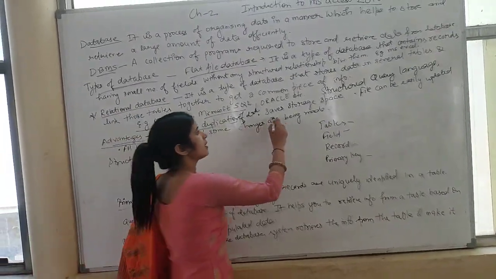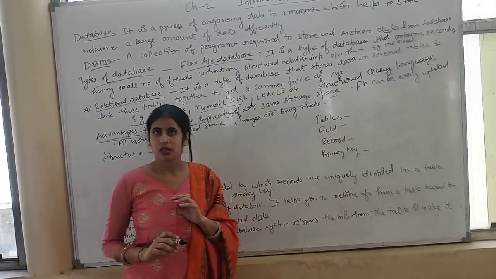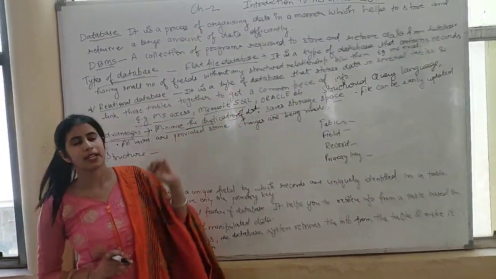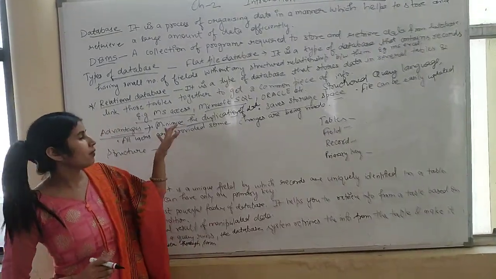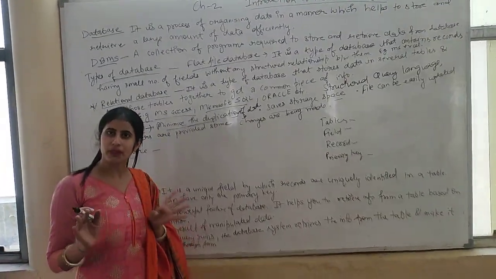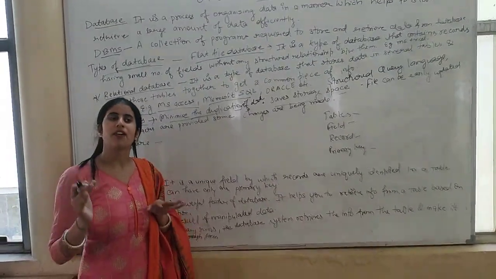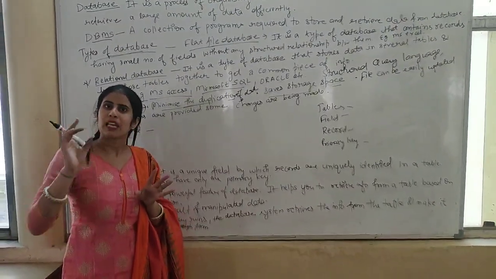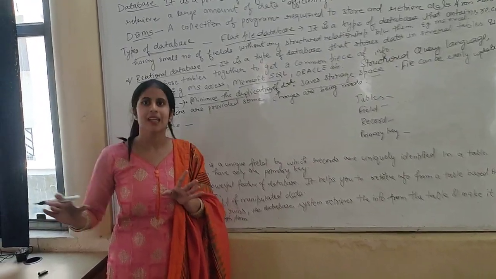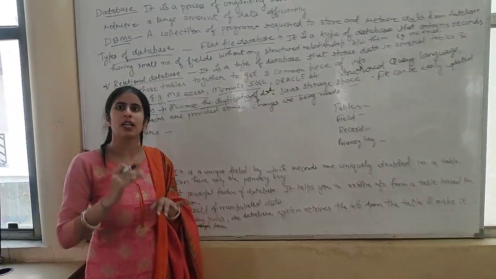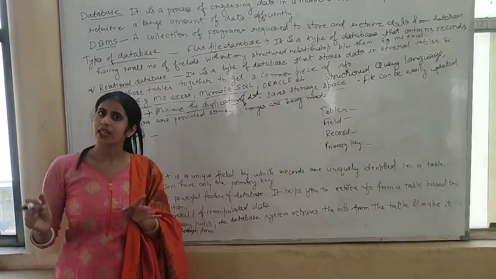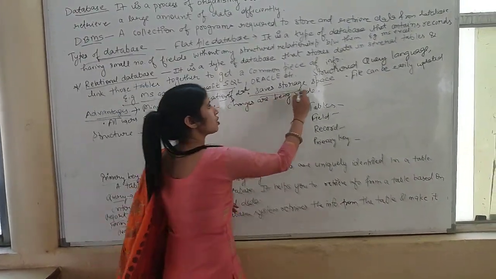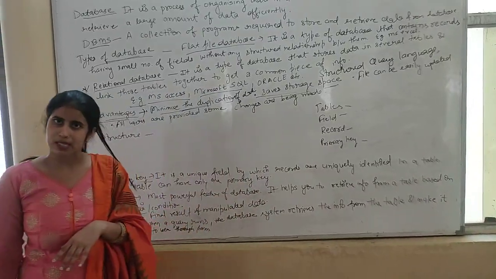Next is it saves storage space. It is directly linked to minimizing the duplication of data. Why? Because when we minimize the duplication of data, obviously we will consume less space. If the same name is repeating 10 times, then 10 entries are wasted, and if we minimize the duplication of data, then obviously we will consume less space, so it will save storage space.